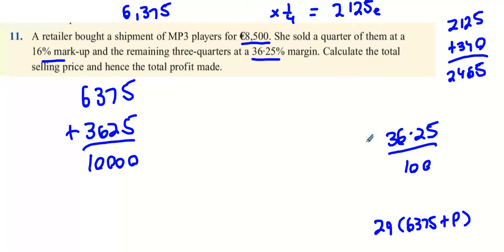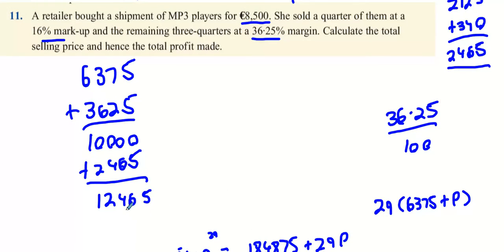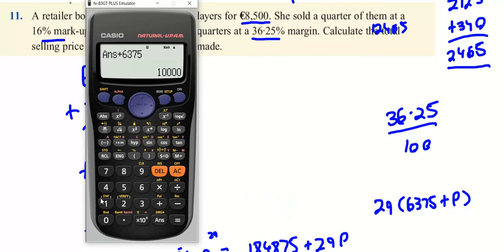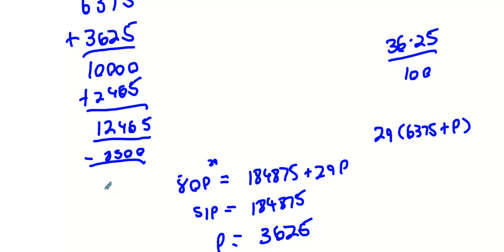So you sold 3/4 of them for 10 grand, 1/4 of them for 2,465. You sold them all for 12,465, and you spent 8,500. So that's the selling price. Total selling price is 12,465, and total profit made is take away the 8,500. We find our total profit made is 3,965.